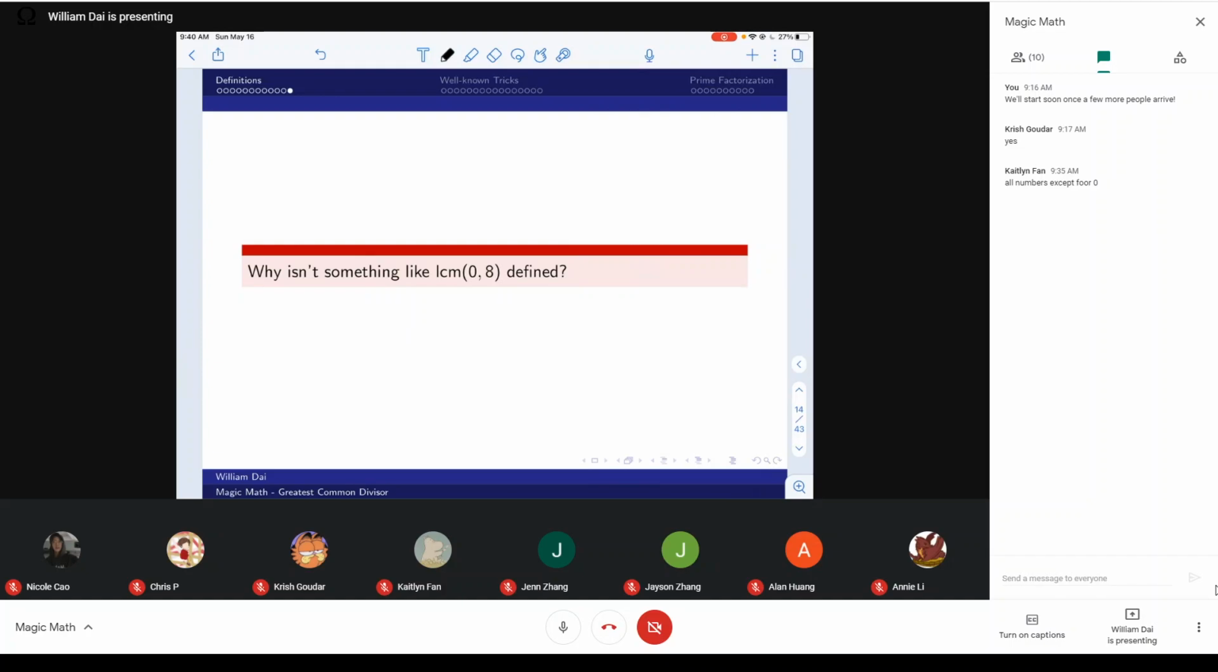Okay, and here's a more open-ended question. Why isn't the least common multiple of 0 and 8 defined? Why is it that we can't give any value to this notation here? Again, what are the multiples of 0? And remember, LCM is positive.